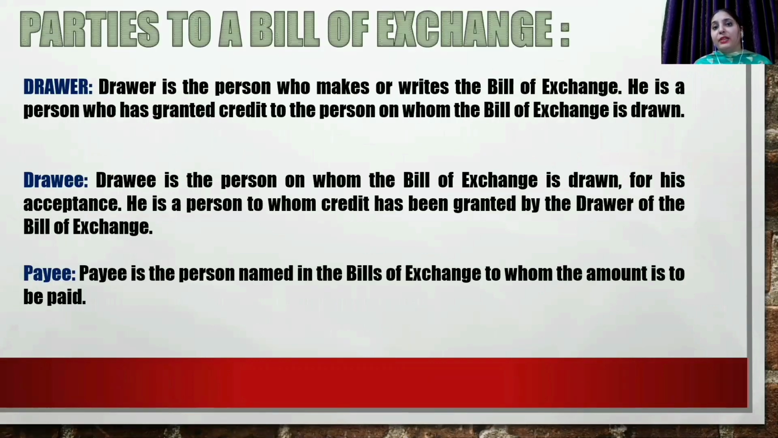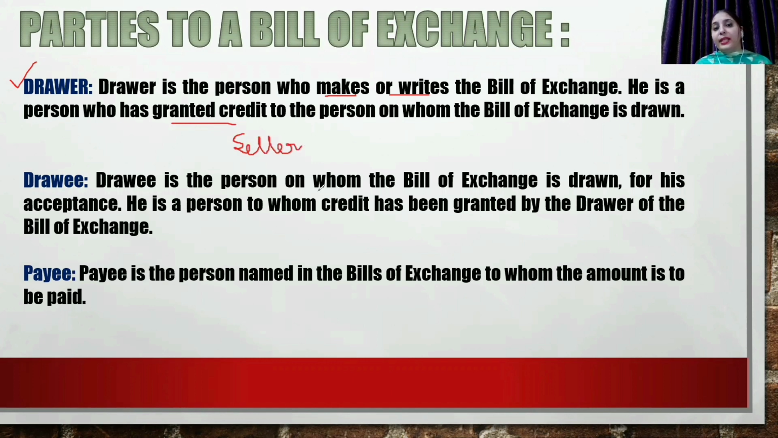Coming to the parties involved in a bill of exchange, there are three parties involved. First party is the drawer. We are again repeating the same thing. The drawer is the person who draws, writes, or makes a bill of exchange. He is the person who is granting credit. That means he is the seller. Who will grant credit? The seller will grant credit.